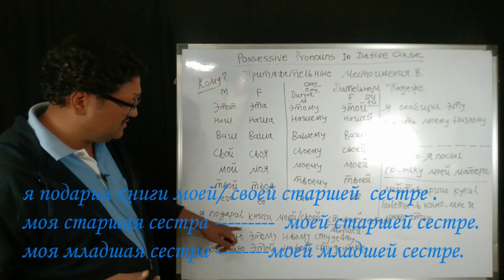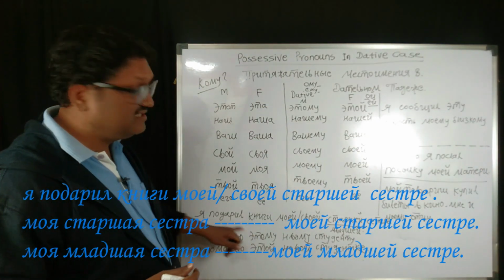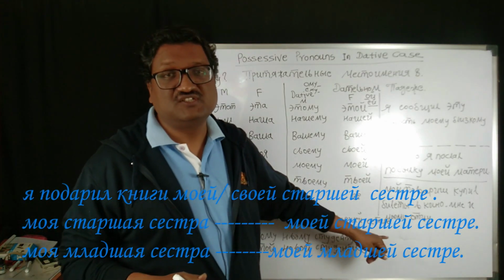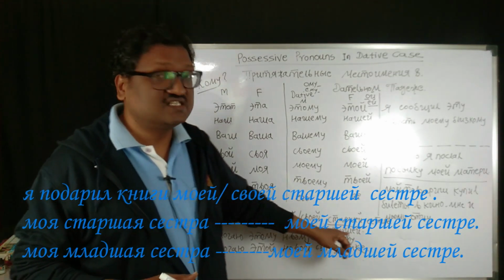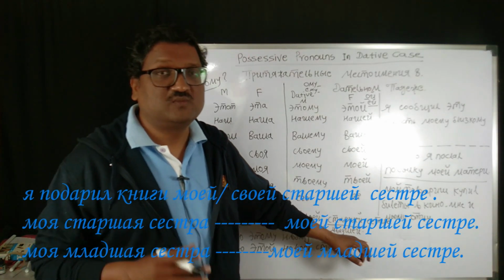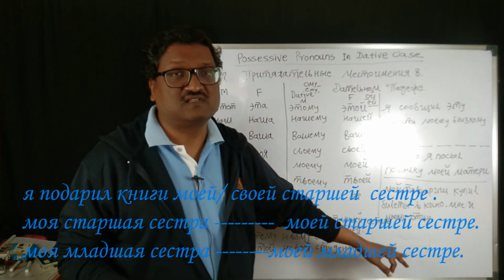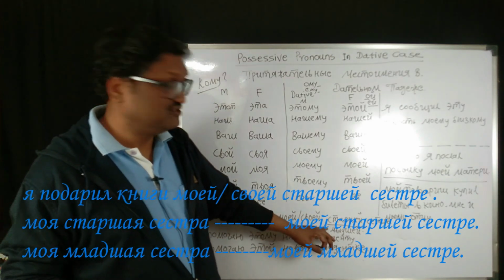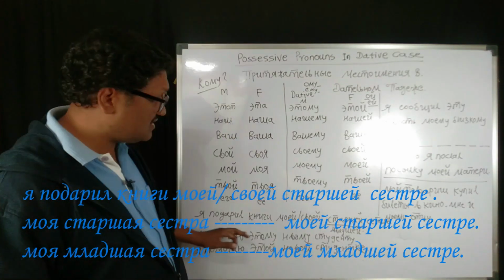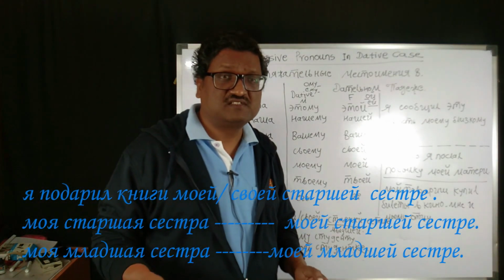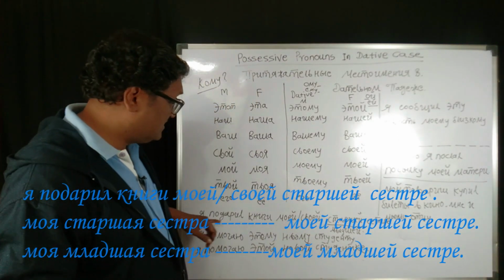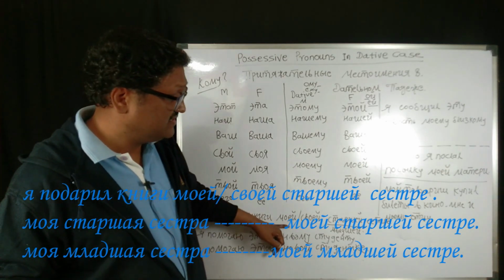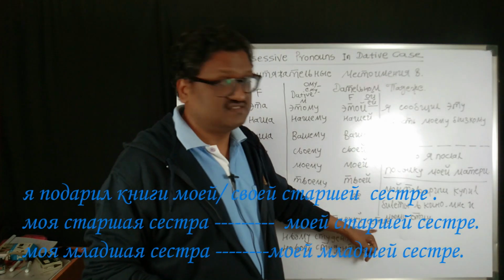Then, я подарил книги. Кому вы подарили книги? Я подарил книги моей старшей сестре. Now, моя старшая сестра. Okay, in the nominative case it is моя старшая сестра, but in the dative case it has become моей старшей сестре. Similarly, моя младшая сестра. Я подарил книги. Кому вы подарили книги? Моей младшей сестре.